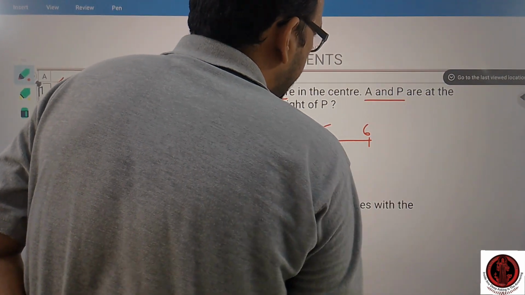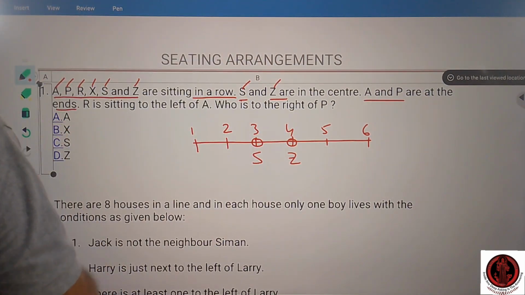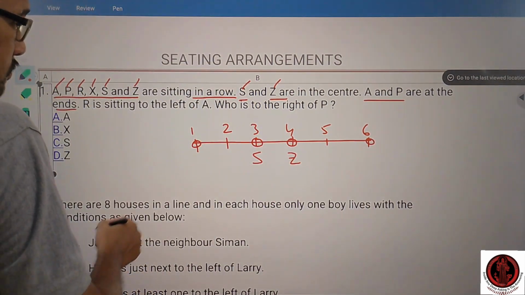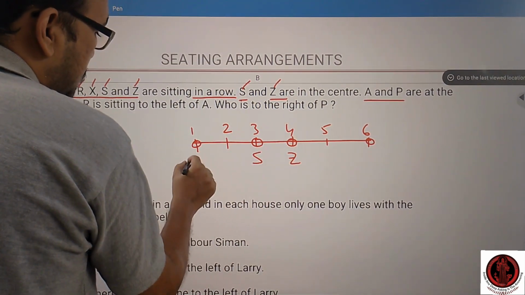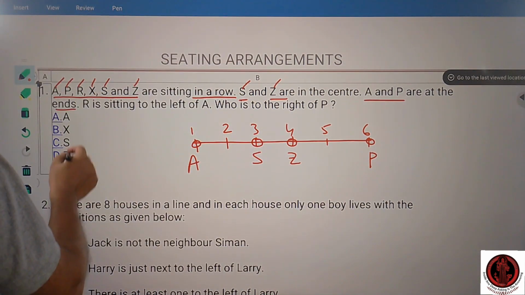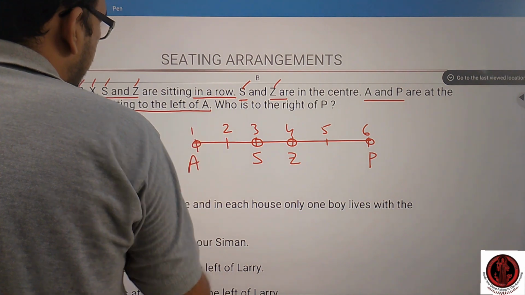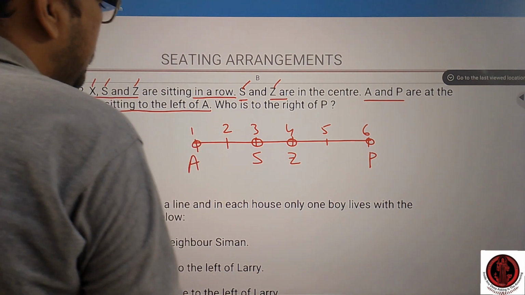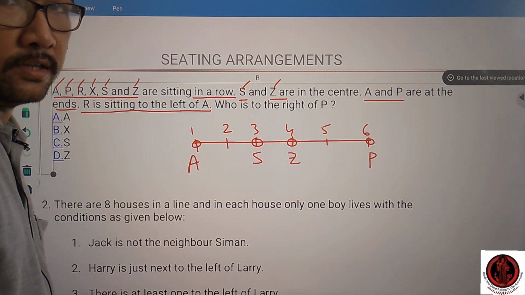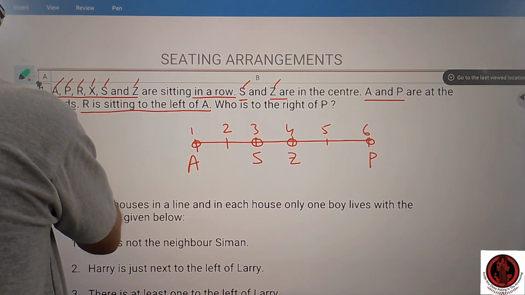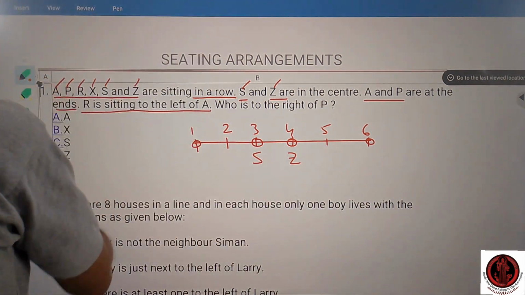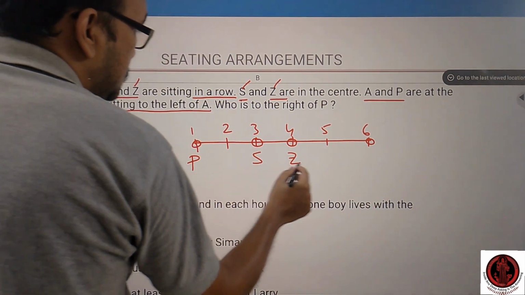Now A and P are at the ends. Ends means this one, 1 and 6. Now which is A, which is P, that is not mentioned. So write down this one. A and P are at the ends. Now R is sitting to the left of A. If this is A and P, now left of A no position is there. That means this is wrong. So this is A, this is P, this is A.